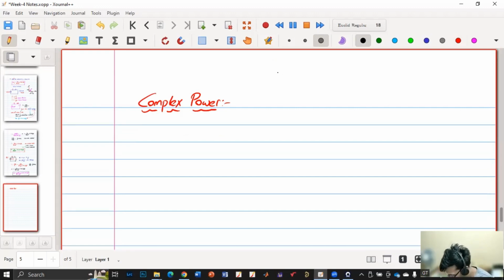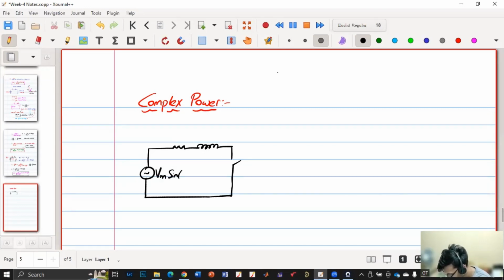Again I'm considering the same RL circuit with the same Vm sin omega t, and R, L, and this is t equals 0. So we know that the input is V of t and this is I of t.